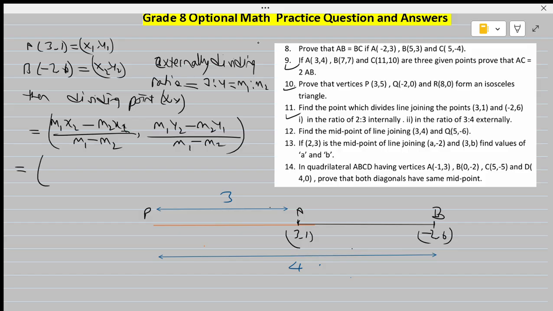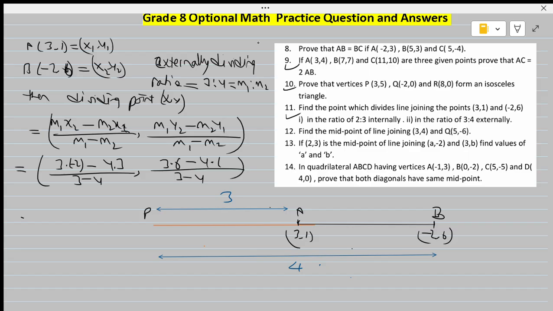So m1 and m2, their values we have here as 3 and 4. And then x2 and x1: second x we have minus 2, first x we have 3, and subtract, and again keep 3 and 4 for the ratios. And the second y and first y, let's keep. Sorry, second y we have here 6, I made this 6, okay. So the second y is 6, and the first y is 1, and subtract.